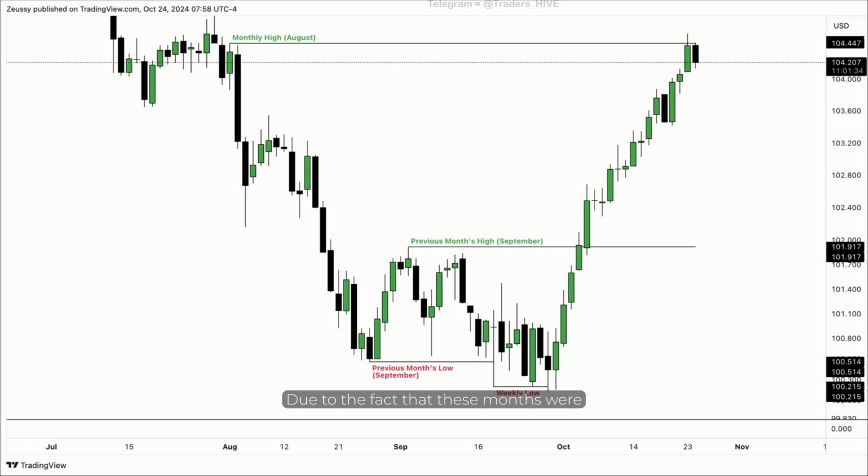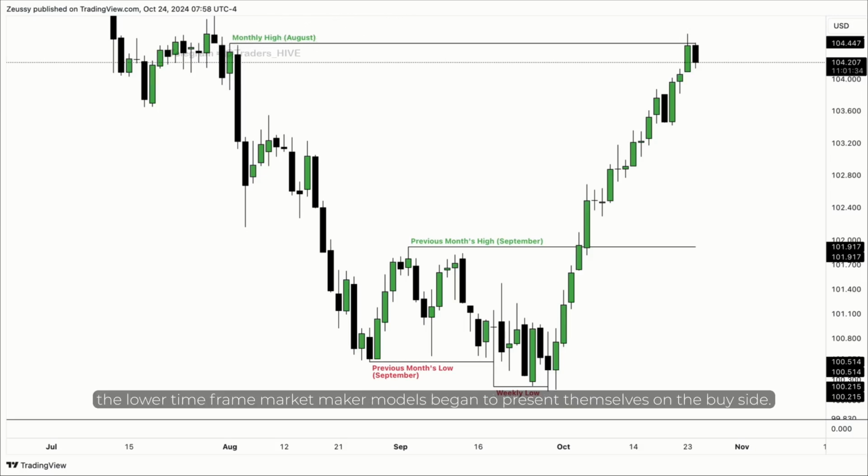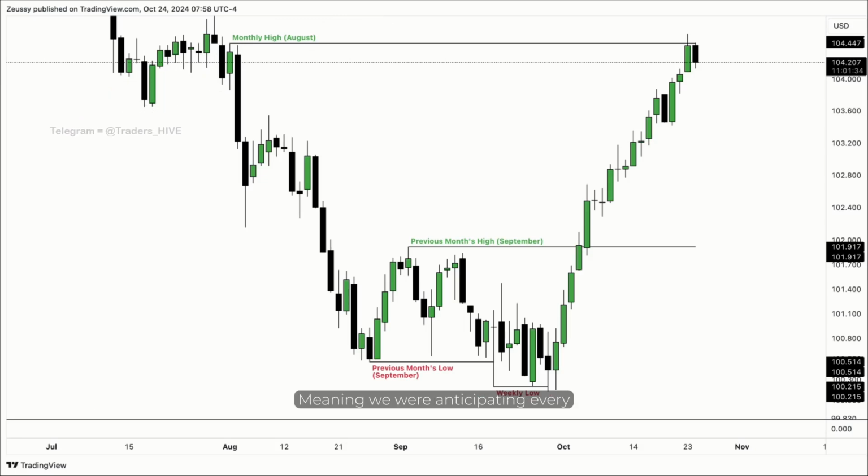Due to the fact that these months were both bearish and the time was right for the market to draw towards the upside, lower time frame market maker models began to present themselves on the buy side, meaning we were anticipating every single expansion higher to get followed by retracements, followed by expansions, followed by retracements, etc. Now, what would confirm to us that the time was right for the dollar to begin to draw towards buy-side liquidity next is a question that's on your mind.